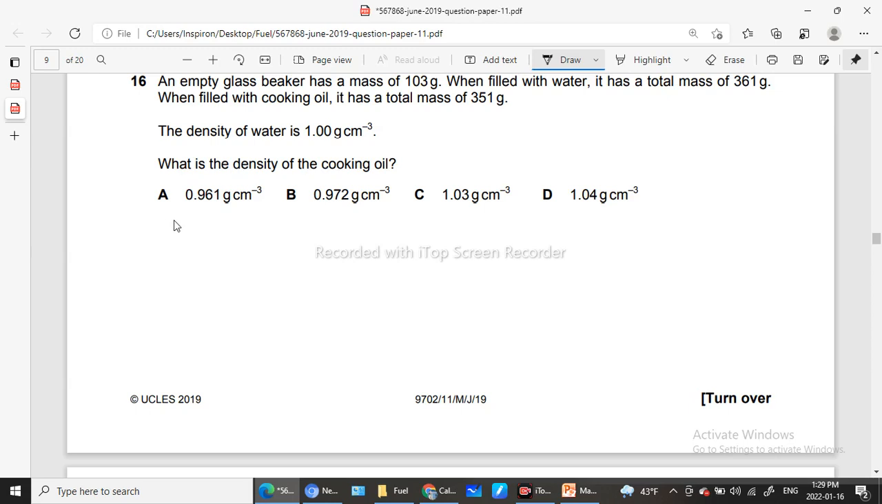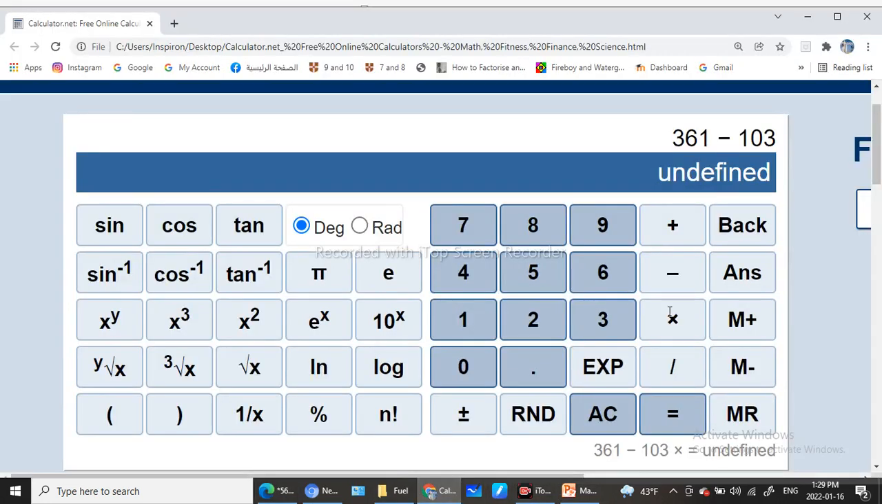Now the mass of water, M water, equals the difference between this figure and the mass of the beaker, minus 103, equals 361 minus 103 equals 258.